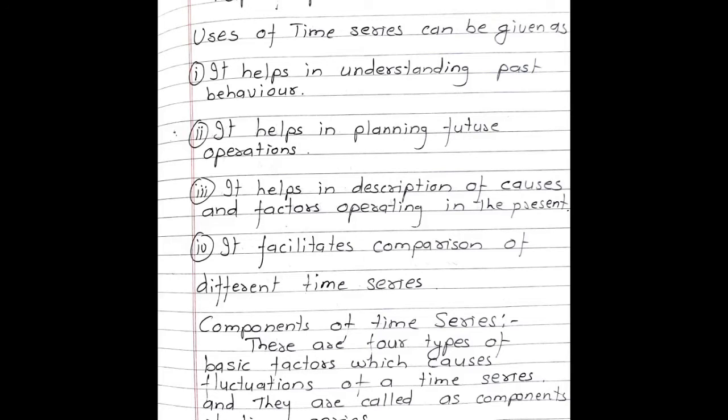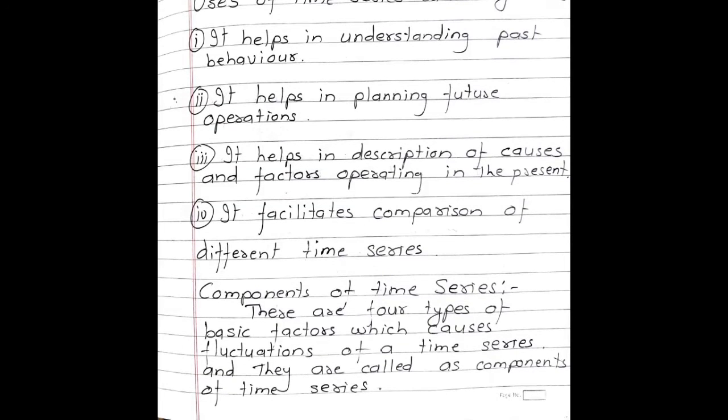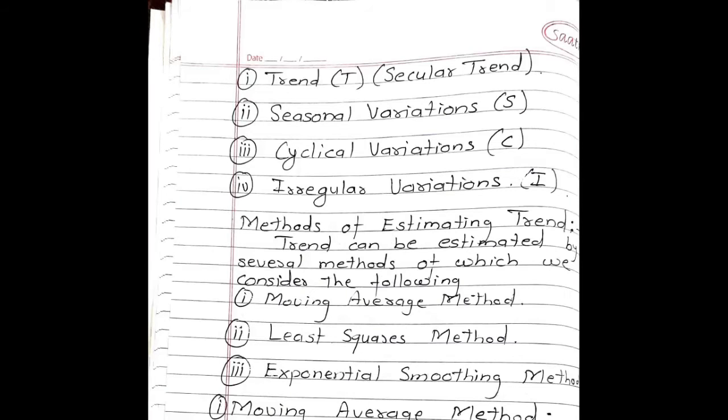Components of time series. There are 4 types of basic factors which cause fluctuations of a time series, and they are called components of time series. First is trend, which is also called secular trend. Second component is seasonal variations, which is denoted by capital S. Third is cyclical variations, notation is capital C, and irregular variations, capital I.